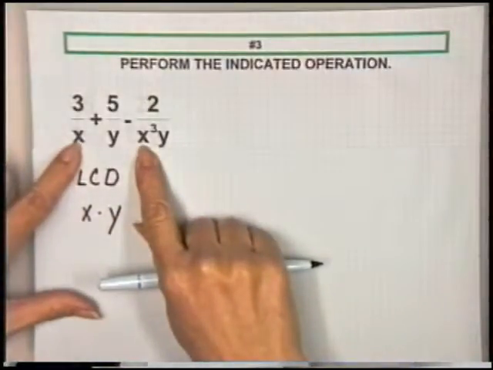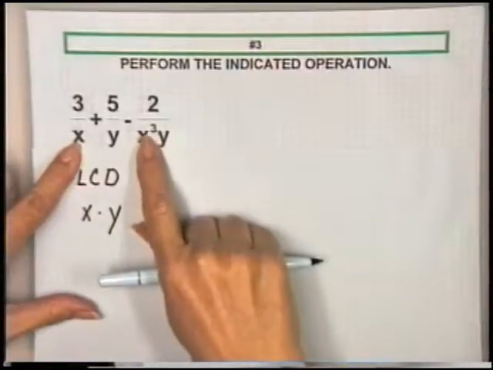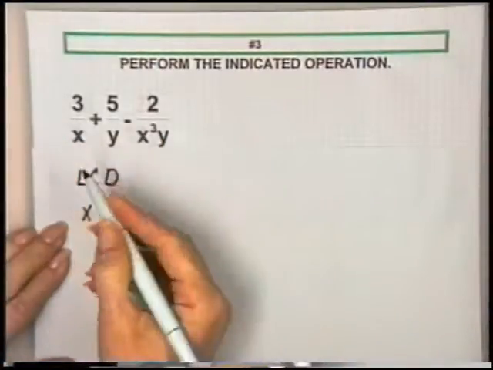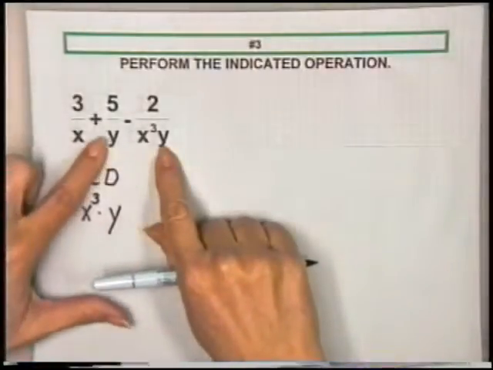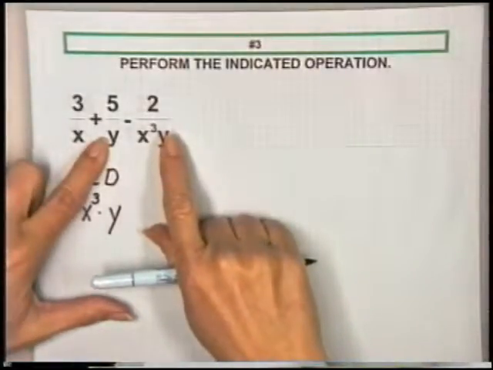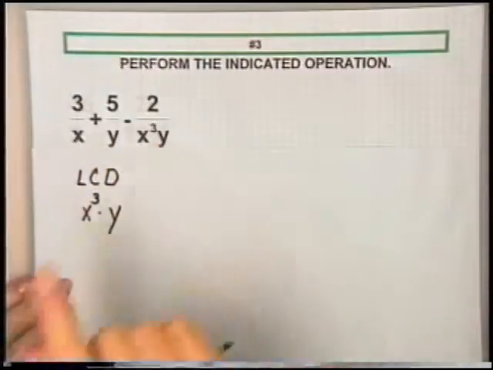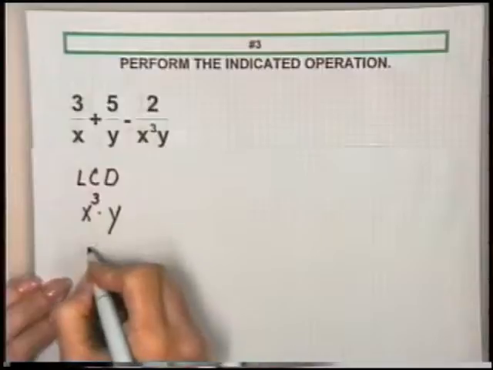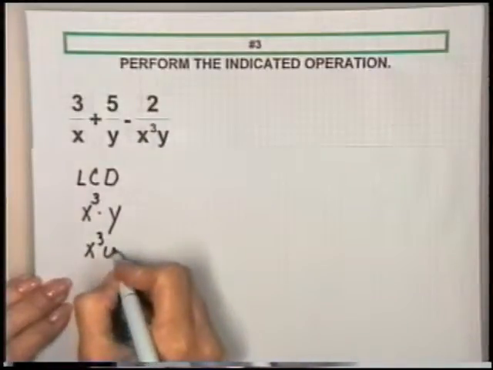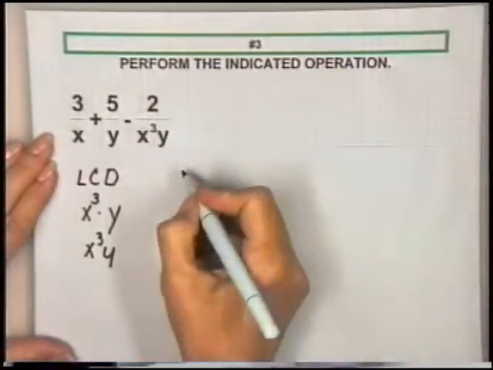My x is raised to the first power in this denominator and the third power in this denominator, so I need to raise my x to the third power. My y is used to the first power here and the first power here, so I only need to raise y to the first power. So my LCD is x cubed y.